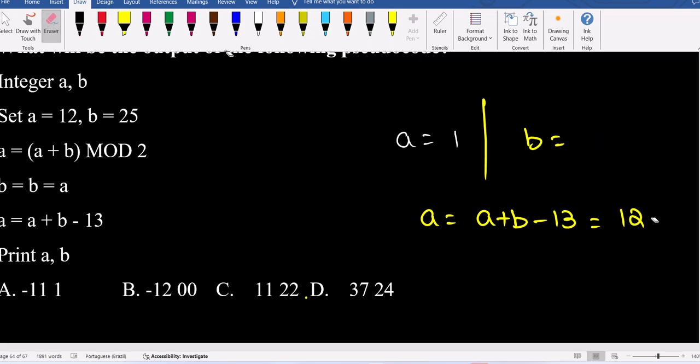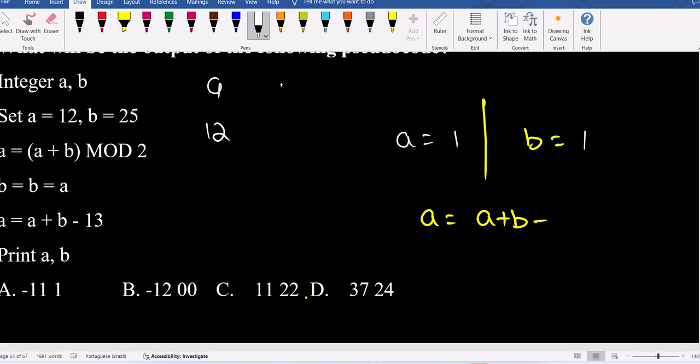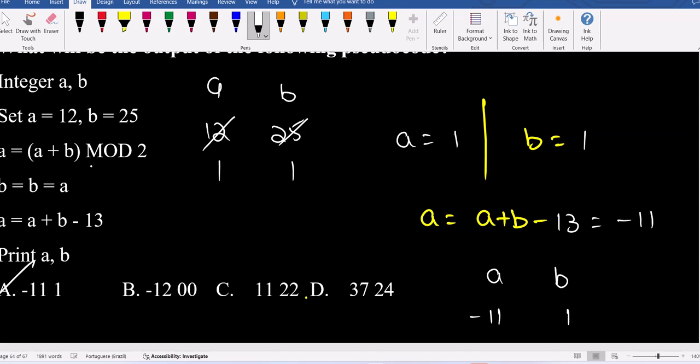If we take it that way, let's take that there is no mistake in the question. If b equal to a, then b will be updated to 1. a is 12, b is 25. a is updated to 1. Now b is also updated to 1. In that case, a plus b minus 13 means 1 plus 1, 2, minus 13, which is minus 11. So a and b printing, a value minus 11, b value 1, option A. I thought there was a typing mistake here, but it's correct: b equal to a. It's not b equal to b plus a or b minus a, nothing like that. It's all just assignment.